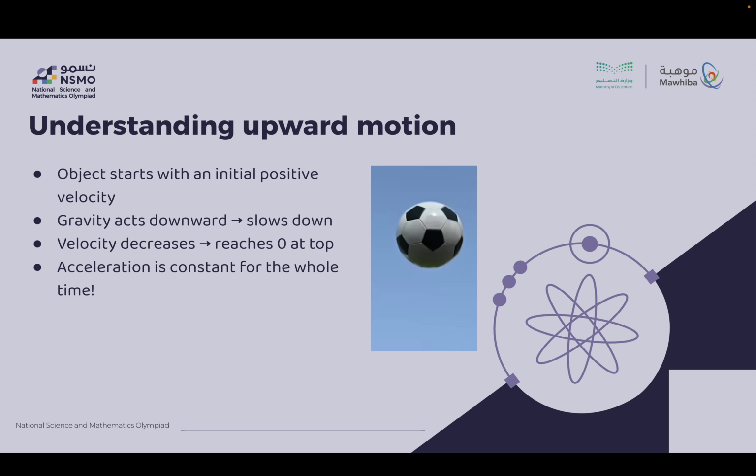Let's finally focus on the upward part of the trajectory, as this is the trickier case. When we throw an object upward, it starts with an initial positive velocity. Remember that we choose the upward direction as positive. However, gravity acts downward, so it will gradually slow down the object. The velocity decreases until it reaches zero at the top. So the object stops there for a moment, and then its velocity turns negative, so it will start falling down.